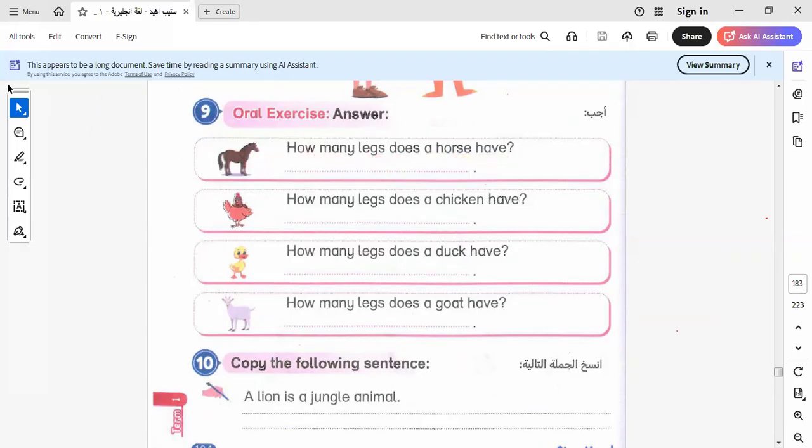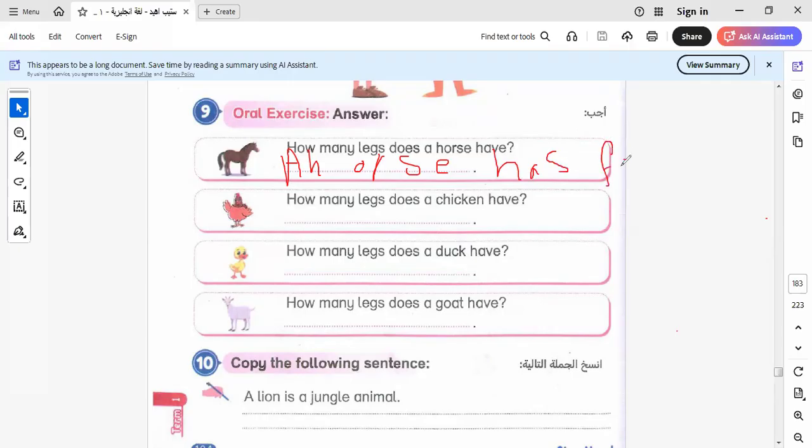So I write it as it is. A horse. To be here, a horse, not "a have", because here is singular, so I write it. Have here is the theme of the verb. A horse has four legs. Has four.